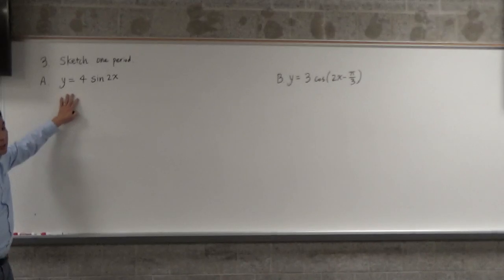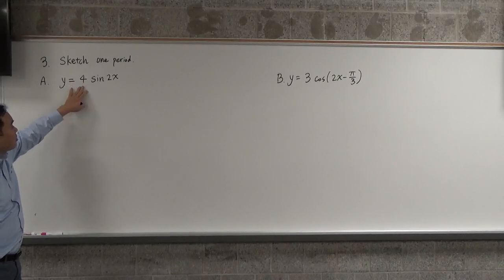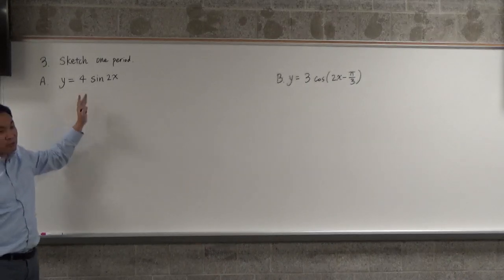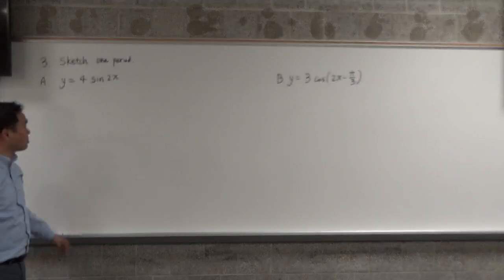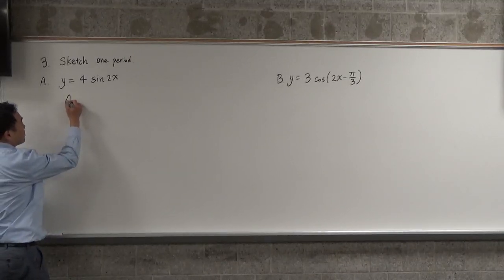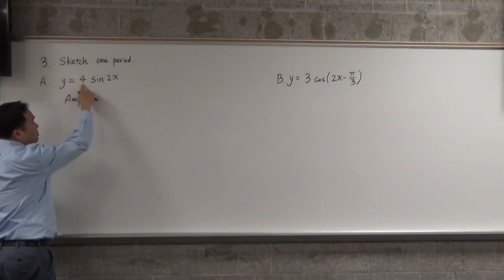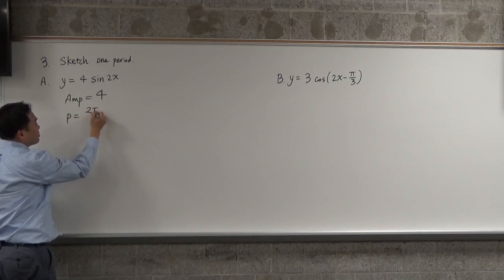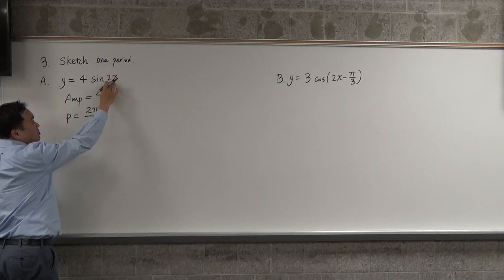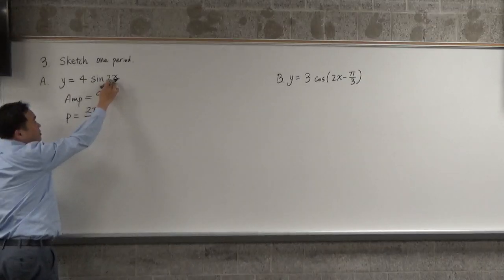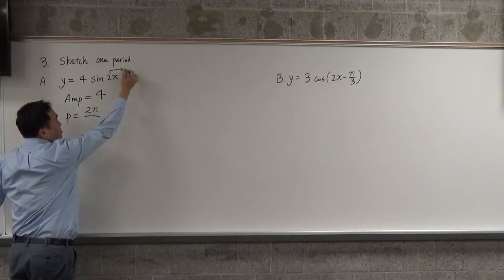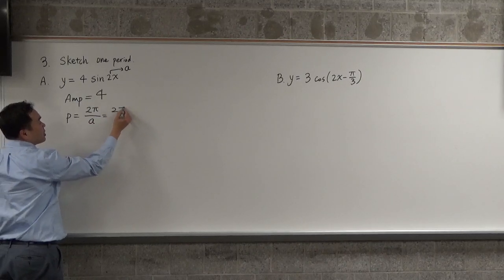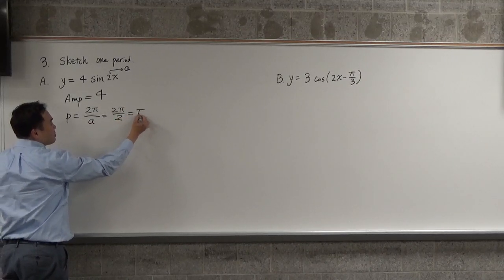Sketching requires you to know the amplitude and the period, and also this third thing called phase shift. This one doesn't have a phase shift, so we'll go to the next question to discuss the phase shift. All right, so what's the amplitude here? 4. Amplitude is this coefficient in the front, right? What's the period? The formula is 2 pi divided by whatever is in front of x. We're going to call this number small a. So it's 2 pi over a, which is 2 pi divided by 2 in our case. That's going to be pi.